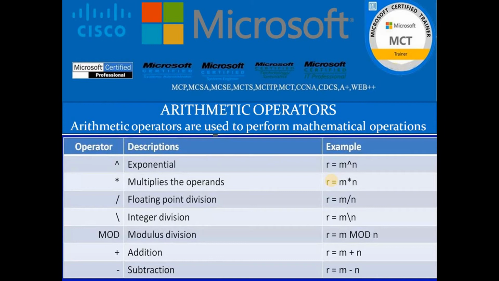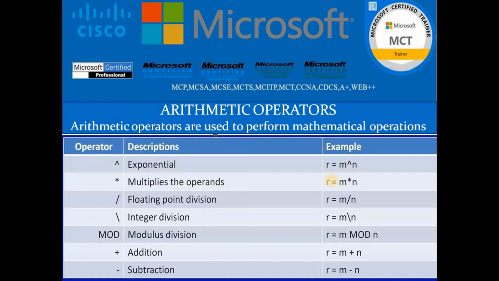Number one is arithmetic operators. These arithmetic operators are also known as mathematical operators. Arithmetic operators are simply used to perform mathematical operations. That means whenever you sit to write a program in QBASIC or any other high-level programming language, arithmetic operators mean to perform mathematical operations, nothing else.